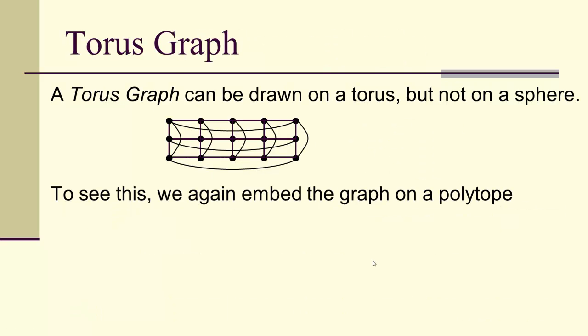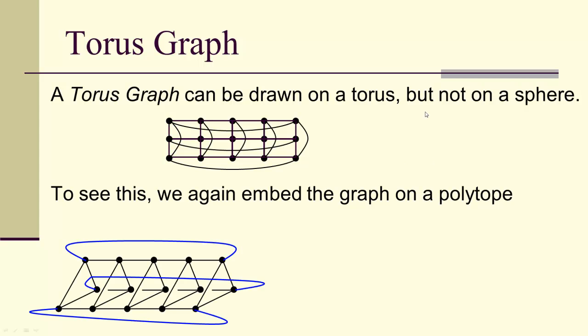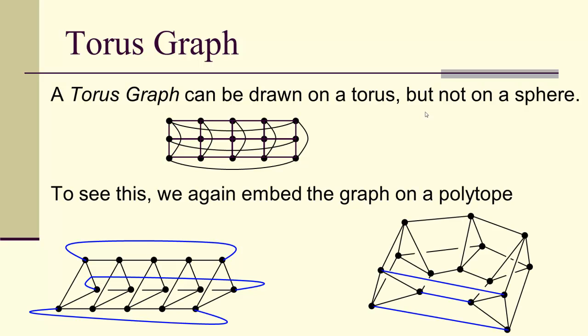Now a torus graph can be drawn on a torus but not on a sphere, and to do this we can draw the graph on a polytope, although it's not exactly a polytope. It's actually a union of polytopes glued together in a certain way. So here's my polytope representation, and here it is in a different form, and clearly you can see it forms a torus. There's a hole, and that means it's genus 1.